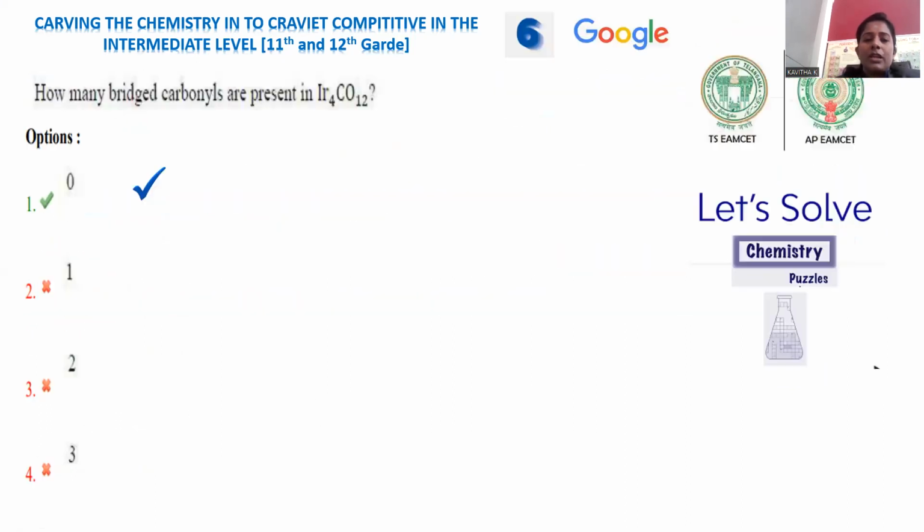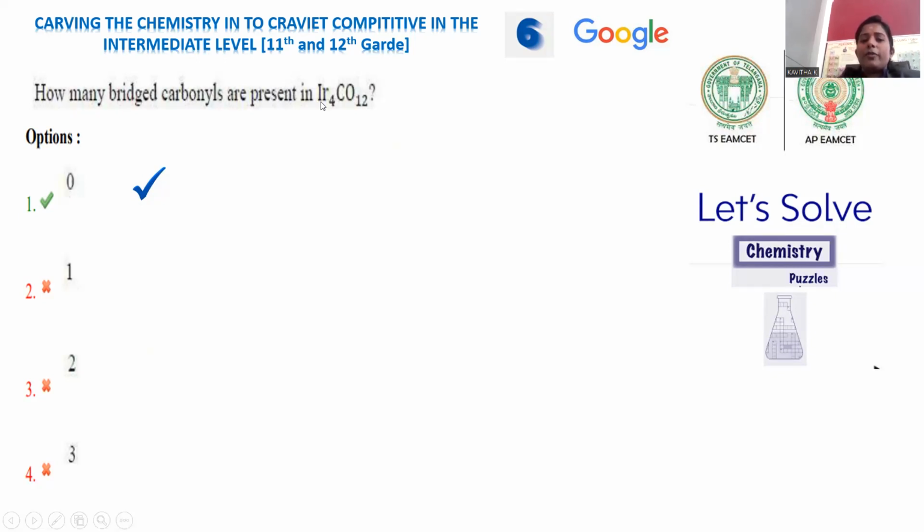Okay, so the last question of the session, question number 6. How many bridged carbonyls are present in Ir4(CO)12? It is a question from organometallic compounds. This is a kind of metal complex in combination with carbonyls, which we can call metal carbonyls. Metal carbonyls have multiple applications in the field. That's why the study of metal carbonyls is highly extensive.